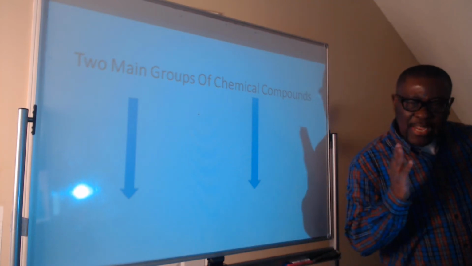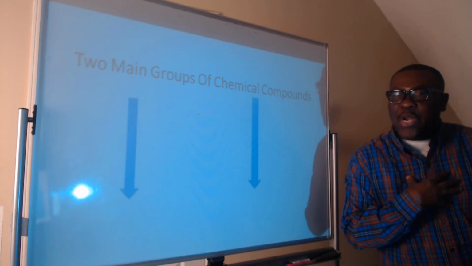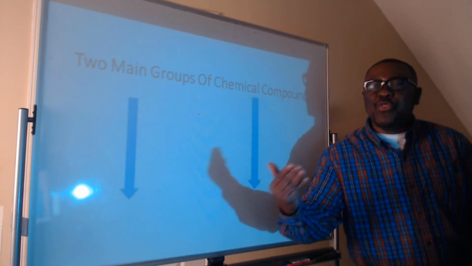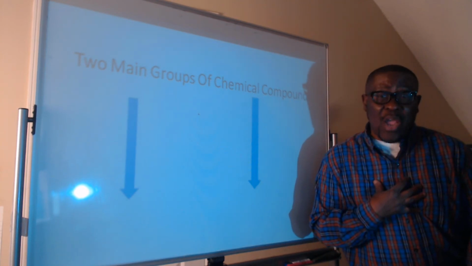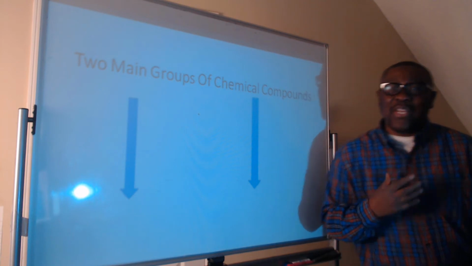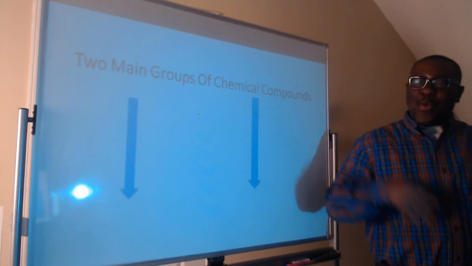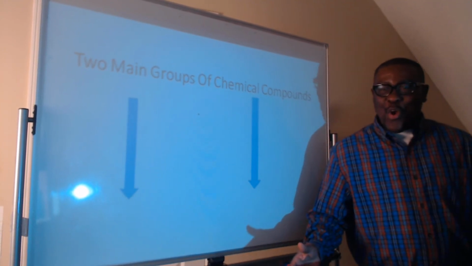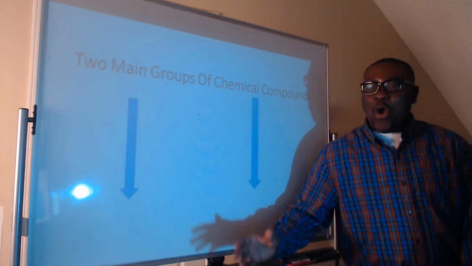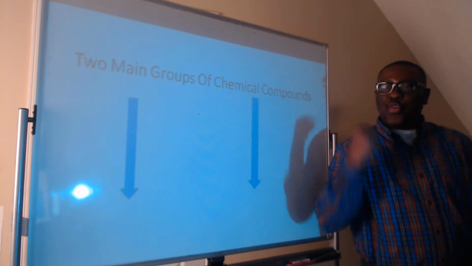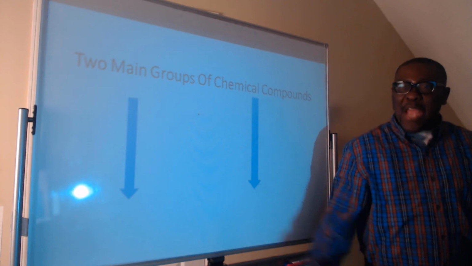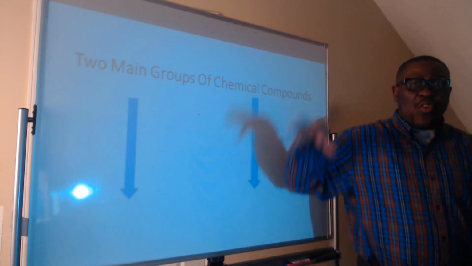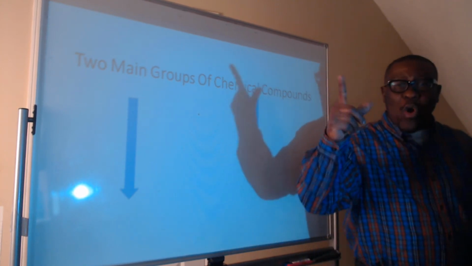So let's talk about the chemical compounds, because remember what the goal is. The goal is to try to understand how living things use chemicals. But I like to know what those chemicals are. So what are those chemicals? Listen, it doesn't matter where you go, whether in Africa, Asia, Europe, or America. Every single compound can be placed in one of two groups. You got me? Every single chemical compound can be placed in one of two groups.